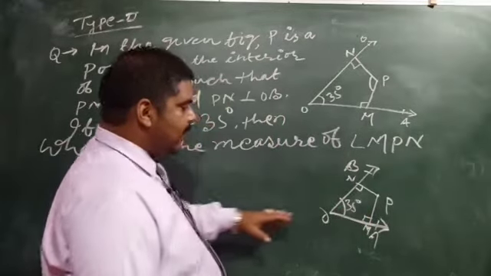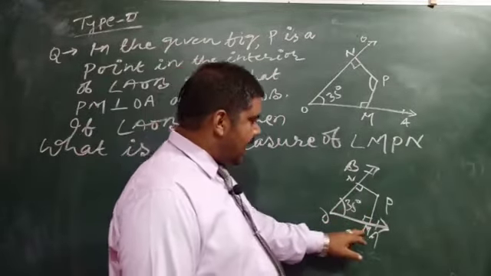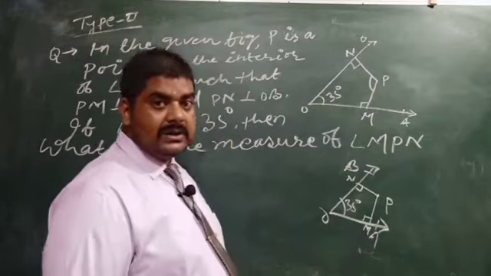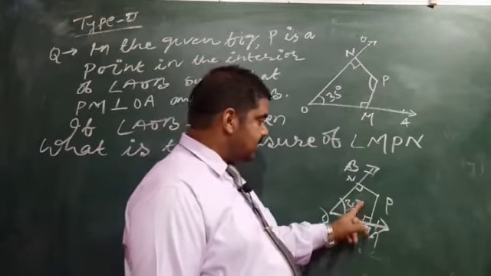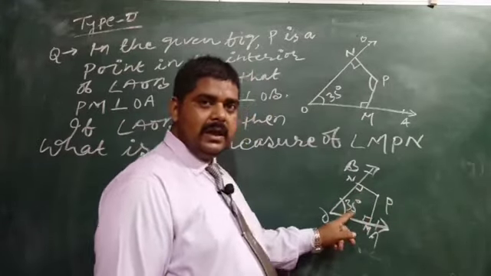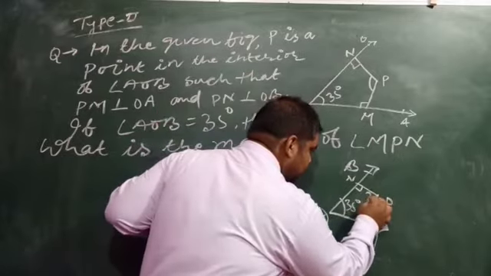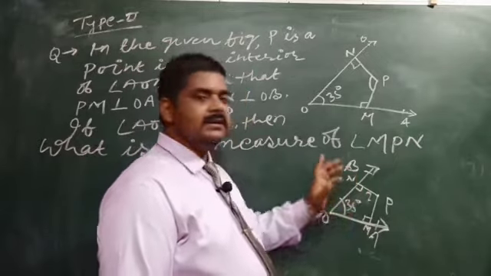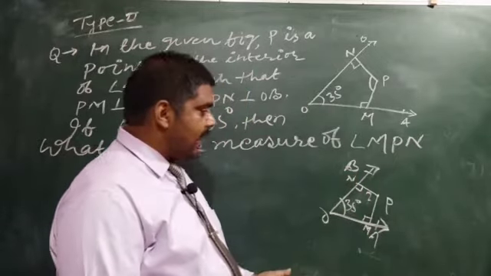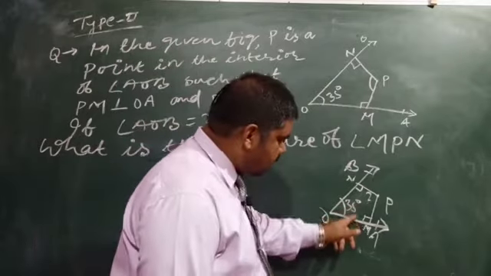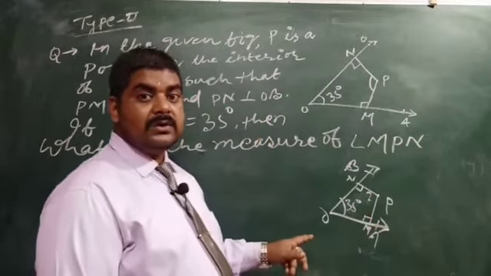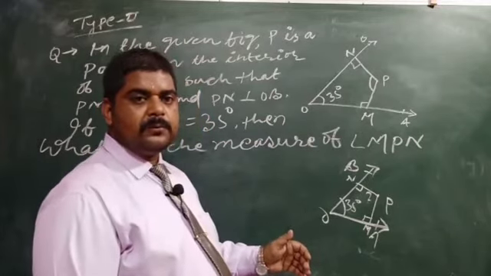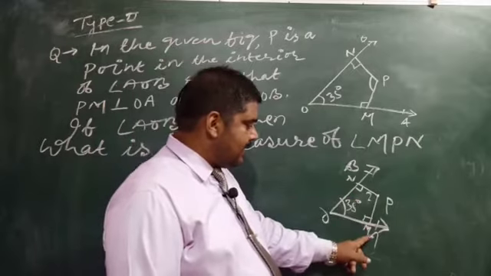Actually, a quadrilateral OMPN has been formed, and in this quadrilateral three angles have already been given: 90 degree, 90 degree and 35 degree. You need to find the fourth angle, and that is actually angle MPN. How can you calculate? You know that the sum of all angles of a quadrilateral is equal to 360 degree. So with the help of the angle sum property of a quadrilateral, you can calculate angle MPN.